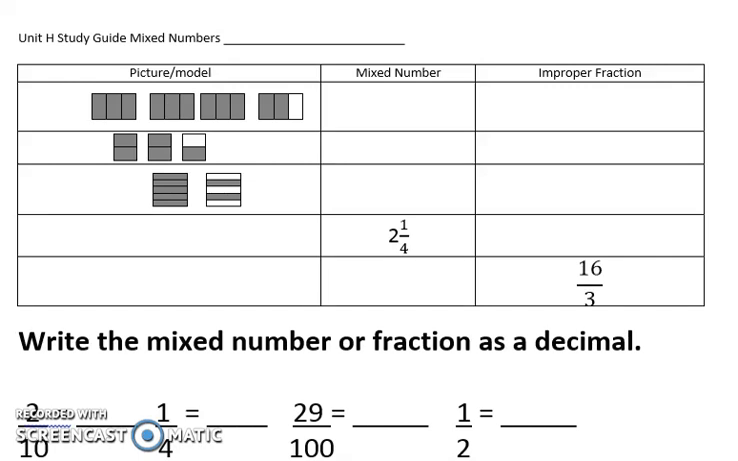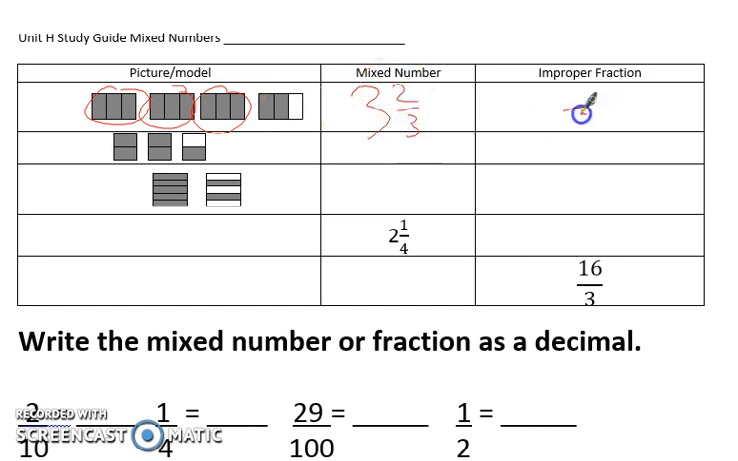Let's go over the answers to the Unit H study guide. So to start with, I'm giving you the picture or the model, and I want you to give me the mixed number and the improper fraction. So I count the whole ones. 1, 2, 3 whole ones, so big 3. And this one shaded is 2 out of 3.